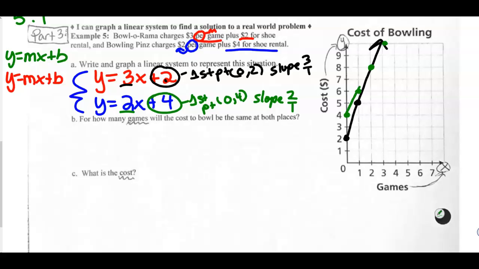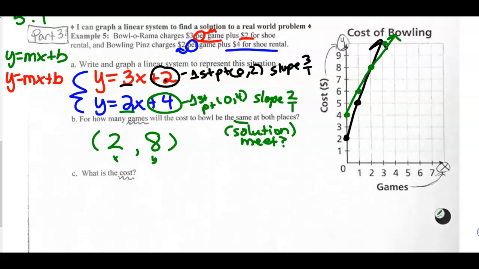So I'm going to draw my line in. For how many games will the cost be the same? This is asking for your solution. Where do the lines meet? So when I graph them, I can see right away they meet at 2, 8. So 2, 8. And now remember, 2 is our x and 8 is our y.